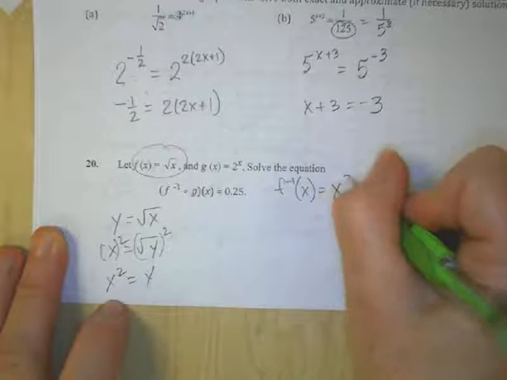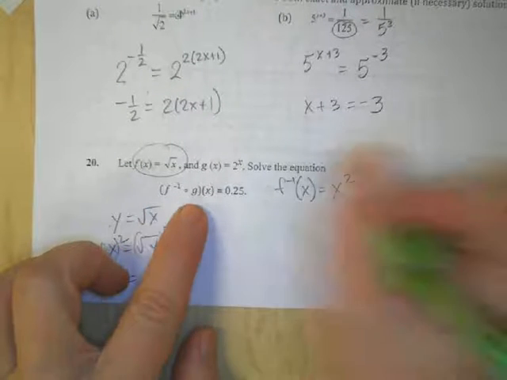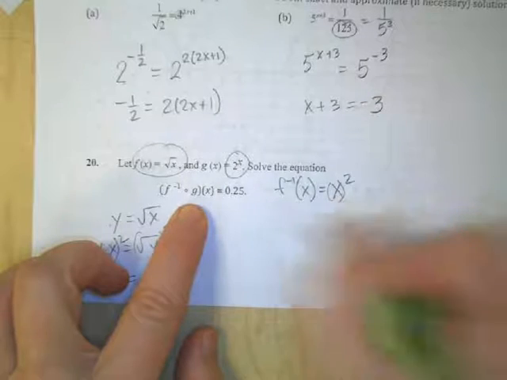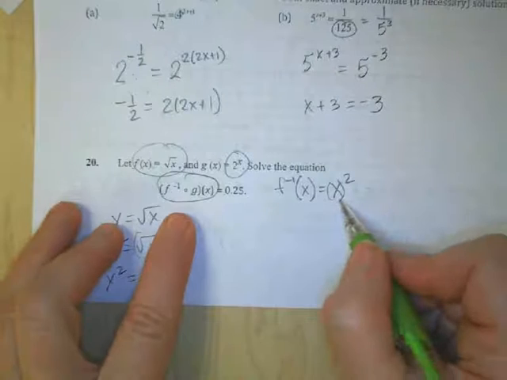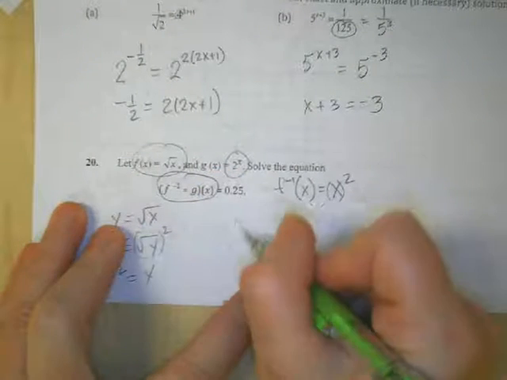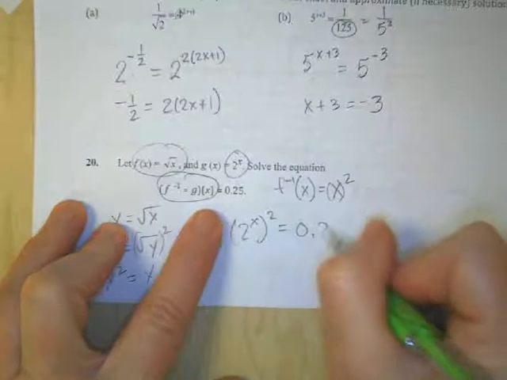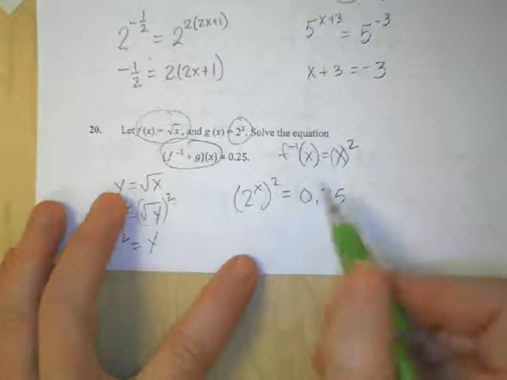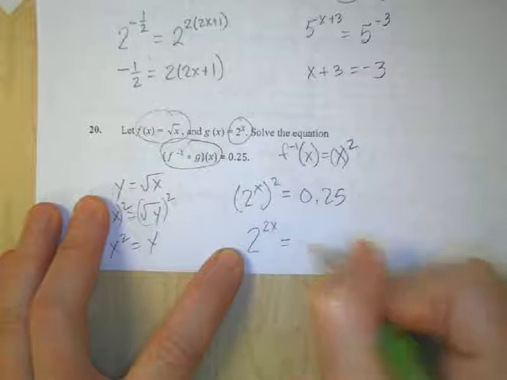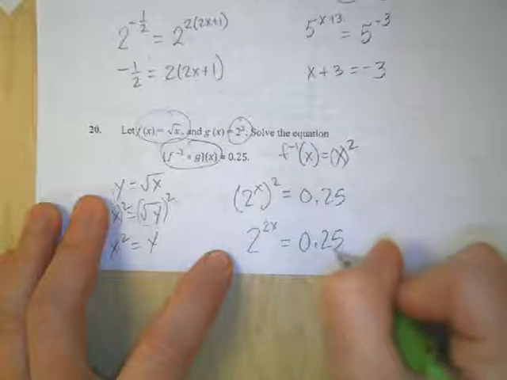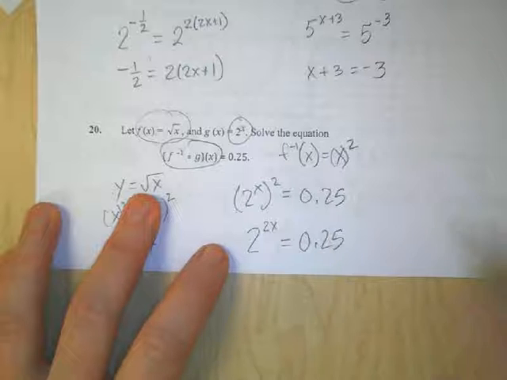That's the inverse function. So it says put g of x into the inverse function. So here's my g of x, so I'm going to put that in here. I'm doing g of x into here. So 2 to the x squared is equal to 0.25. So I have a power on a power, so I can rewrite this as 2 to the 2x is equal to 0.25. Again, I want to rewrite this as a power of 2, so 0.25 is the same as 1/4.